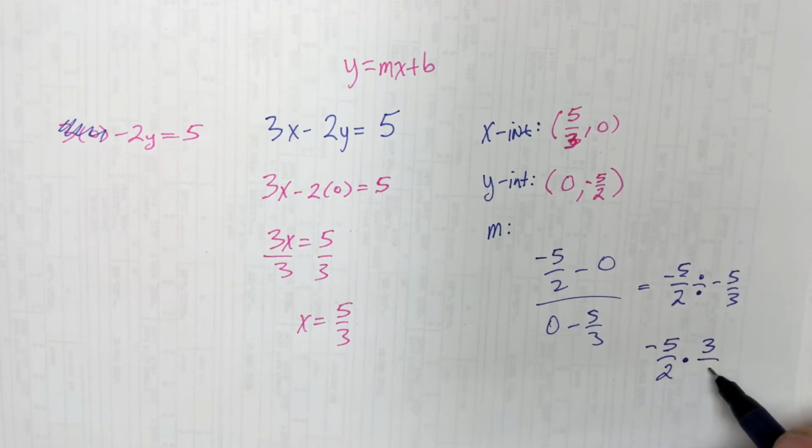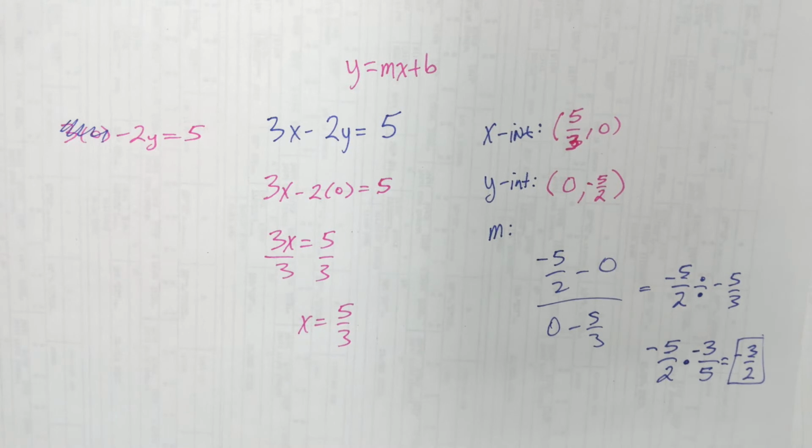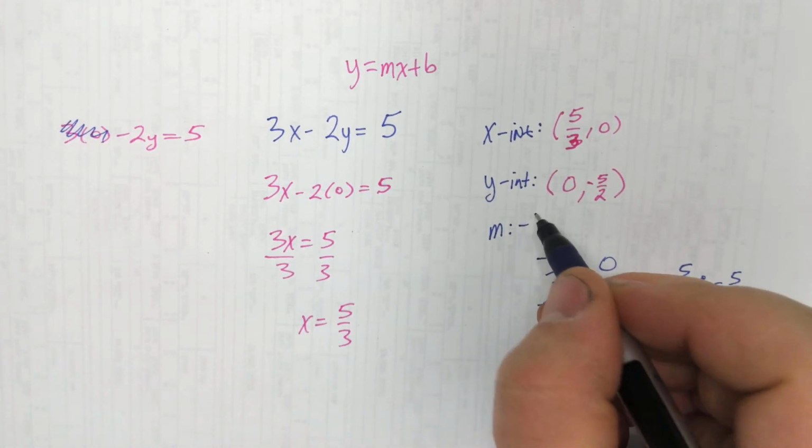And that's going to be 3 over 2. Our slope's 3 over 2.